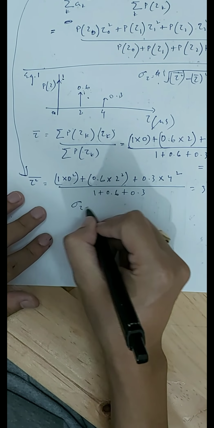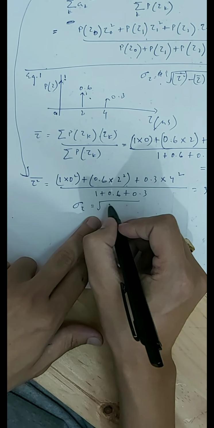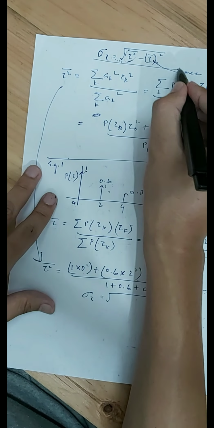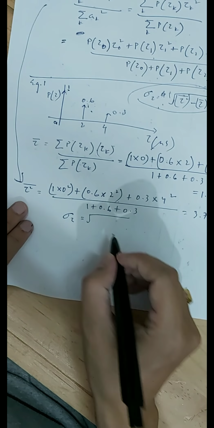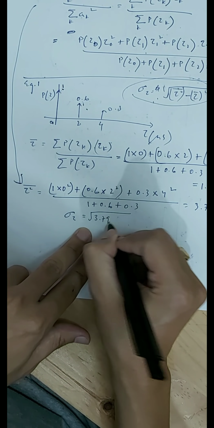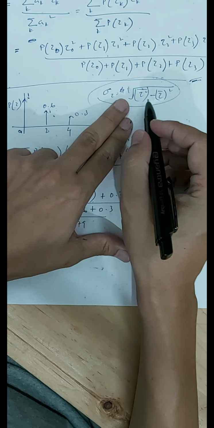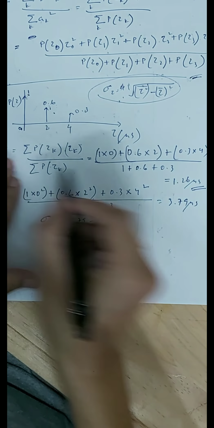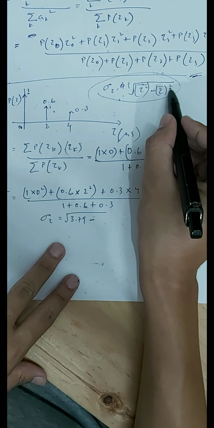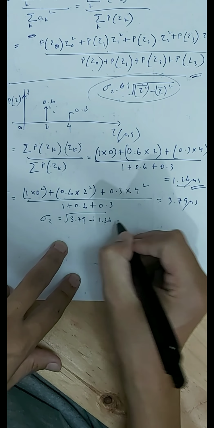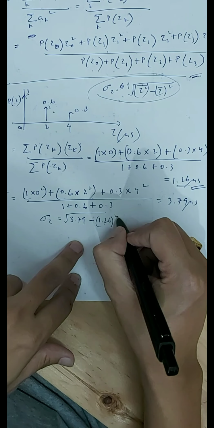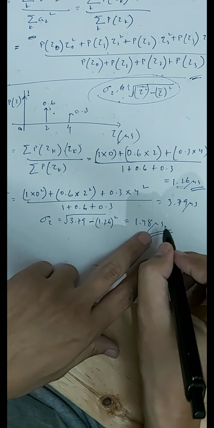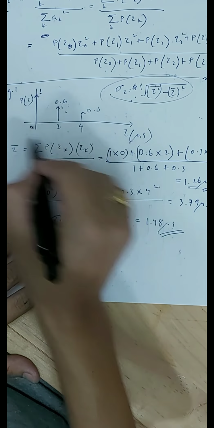And your sigma tau, I can conclude, I get this from this particular formula, is the root of 3.79, which is your tau square bar, minus tau bar. What is tau bar? 1.26 square, remember? So 1.26 square, that is coming around 1.48 microsecond, will be your RMS delay spread for this question.